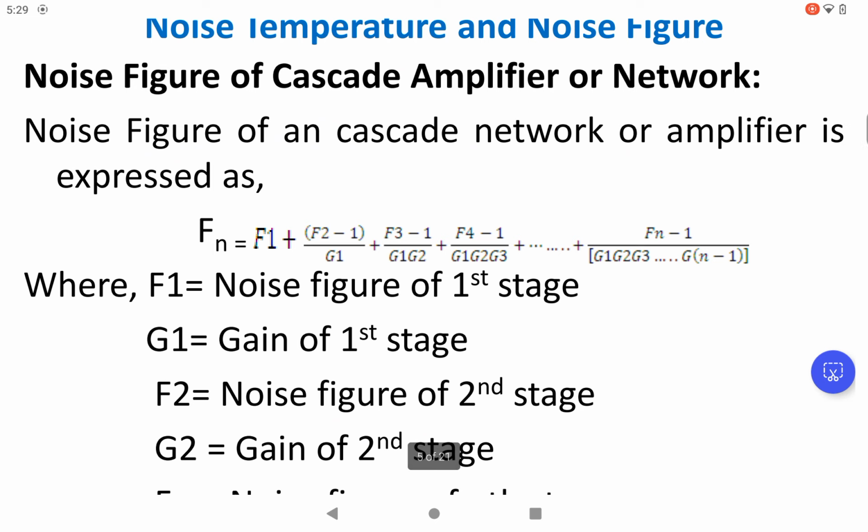This is an example calculation of noise figure for a cascade amplifier. So a cascade amplifier is a series connection of a number of stages of amplifier, where each stage will consist of a noise figure and gain. So it can be expressed as Fn equal to F1 plus (F2 minus 1) divided by G1 plus (F3 minus 1) divided by G1 G2 plus etc.